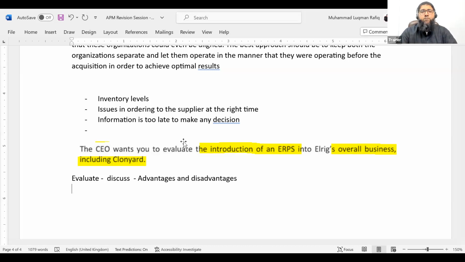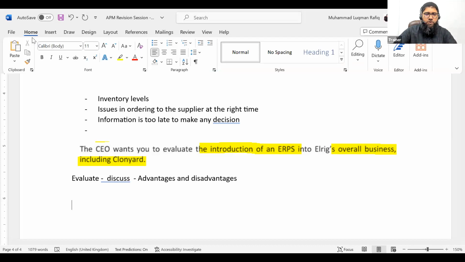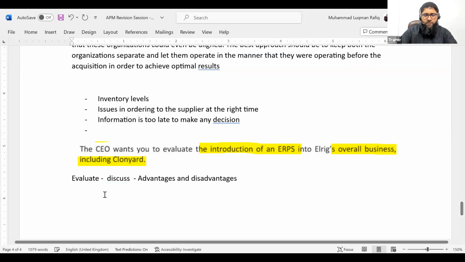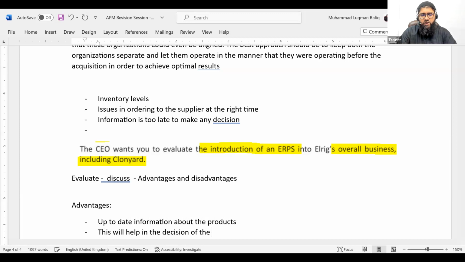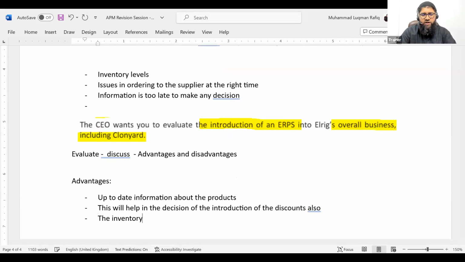Now what next is there? So when I talk about the word evaluation, that means we are talking about the advantages and disadvantages. Now let's just try to do some of the scenario. So obviously in the examination, the advantages could be up to date information about the products. This will help in the decision of the introduction of the discounts also. The inventory would be updated at all the times.